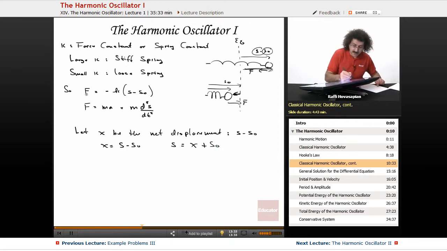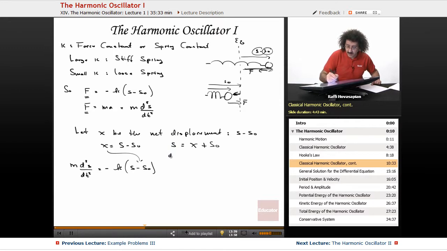So now, F and F, I'm going to set them equal to each other. So I have m d squared s over dt squared equals minus k times s minus s0. Well, we said that x is equal to s minus s0, so I'm going to put x in for that. And for d squared s over dt squared, I'm going to take the derivative of this. So ds/dt equals dx/dt. This is a constant, it's just the equilibrium position, so the derivative is just 0. And then, of course, if I differentiate twice, it's just going to be d squared s over dt squared equals d squared x over dt squared.